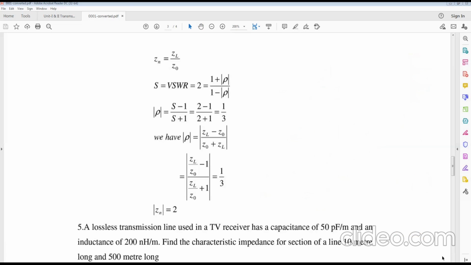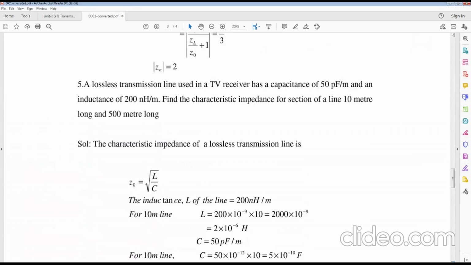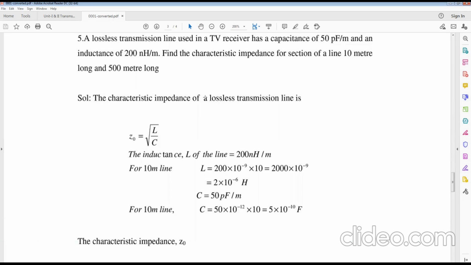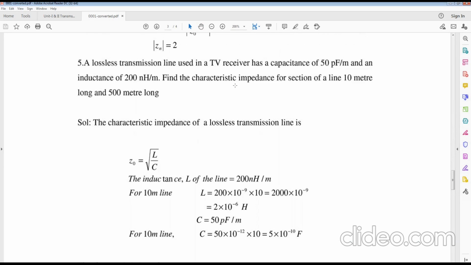Okay. The next one, a lossless transmission line used in a TV receiver has a capacitance of 50 picofarads per meter and an inductance of 200 nanohenry per meter. Find the characteristic impedance for the section of line 10 meters long and 500 meters long. So you have to find the characteristic impedance for 10 meters and 500 meters for the given capacitance and inductance. Z naught is equal to root L by C, where L is 200 nanohenry per meter.